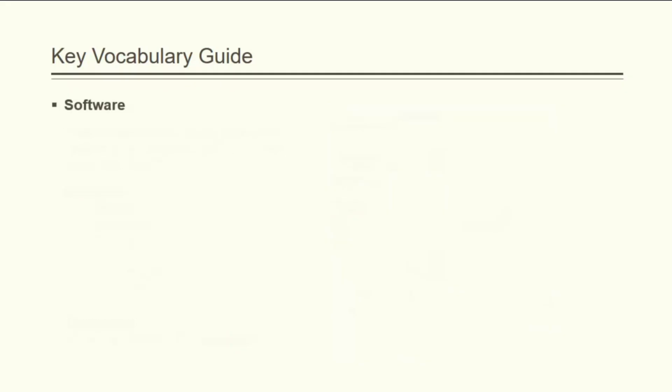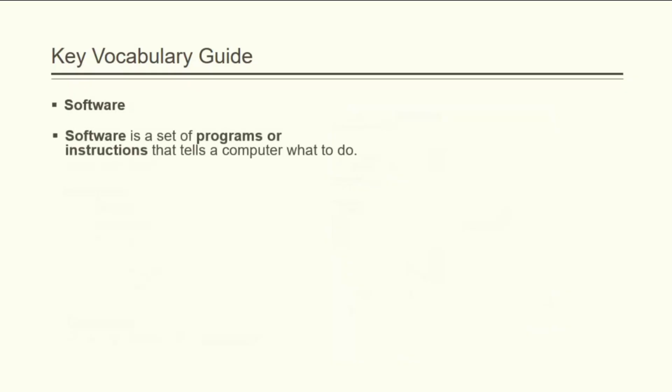Software. What is a software? A software is basically a set of programs or instructions that tells a computer what to do.